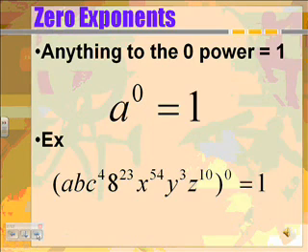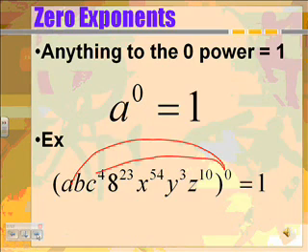So here's a good example. Look at all this junk. A, B, C to the 4th, A to the 23rd, Y to the 3rd, X to the 54th, Y to the 3rd, Z to the 10th, all in parentheses with a 0 on the outside equals 1. Because that 0 would distribute itself to everything, right? So A to the 0 equals 1, B to the 0 equals 1, C to the 4 times 0, what's 4 times 0? C to the 0 equals 1, so all of it equals 1.